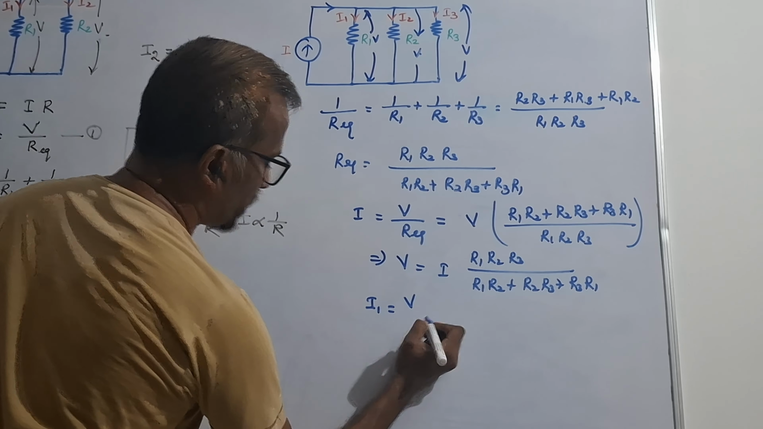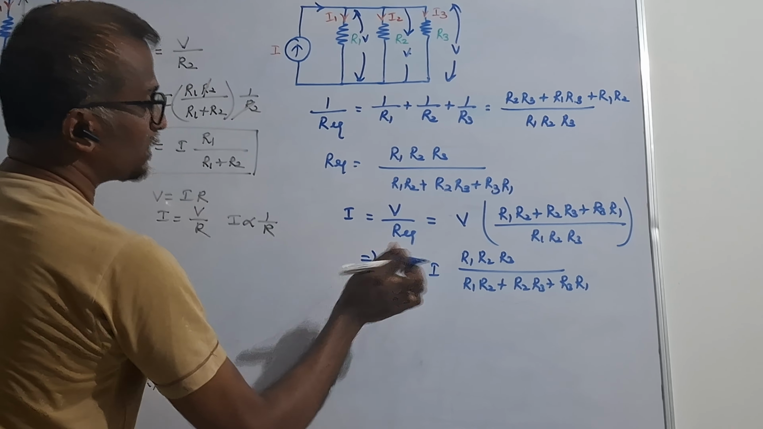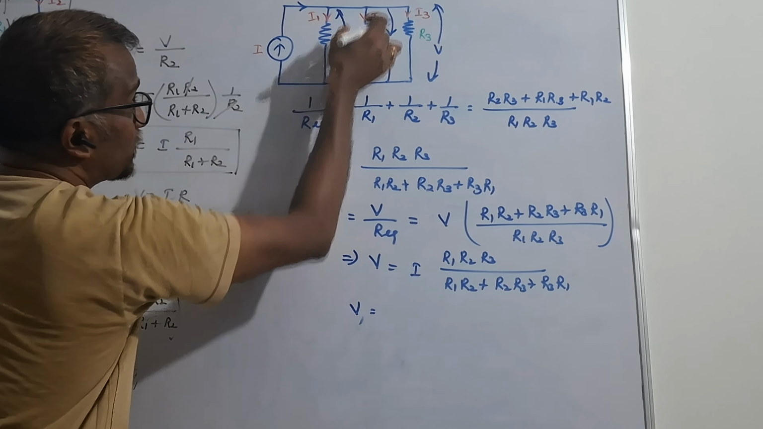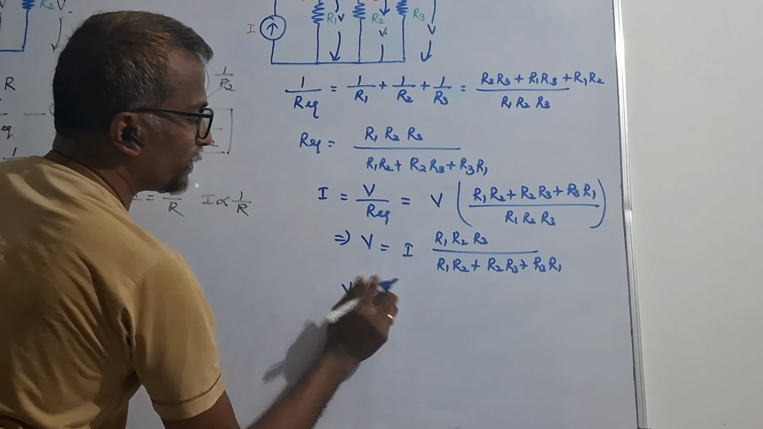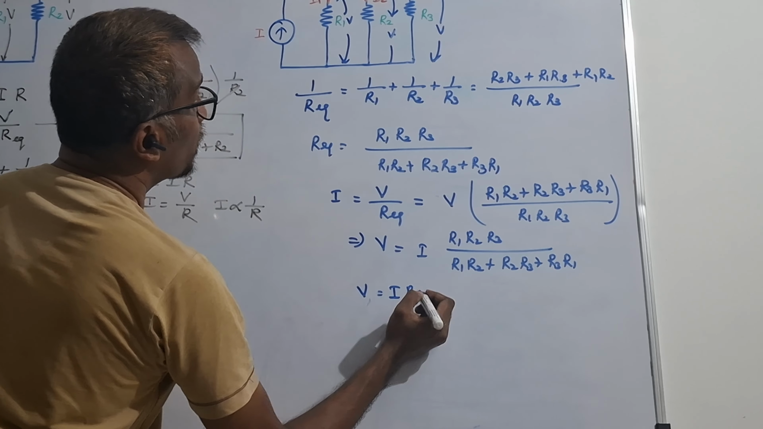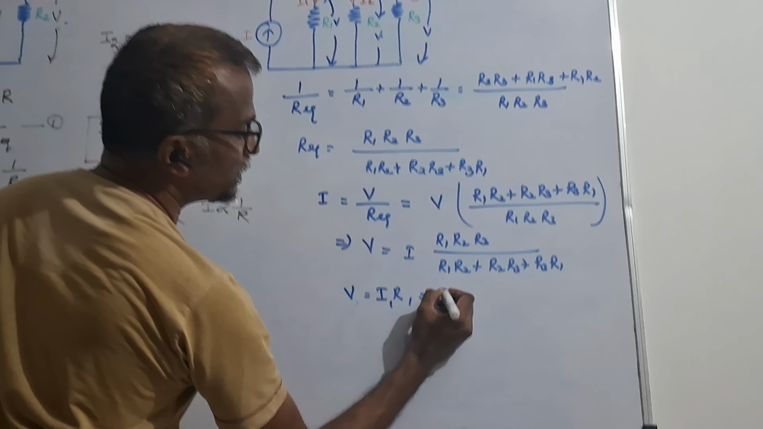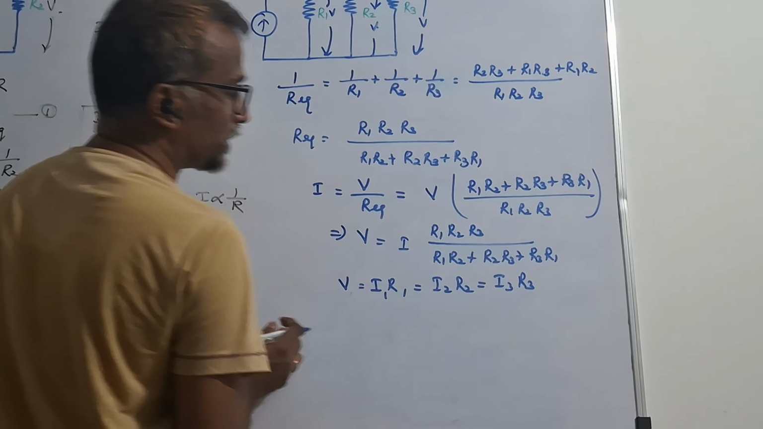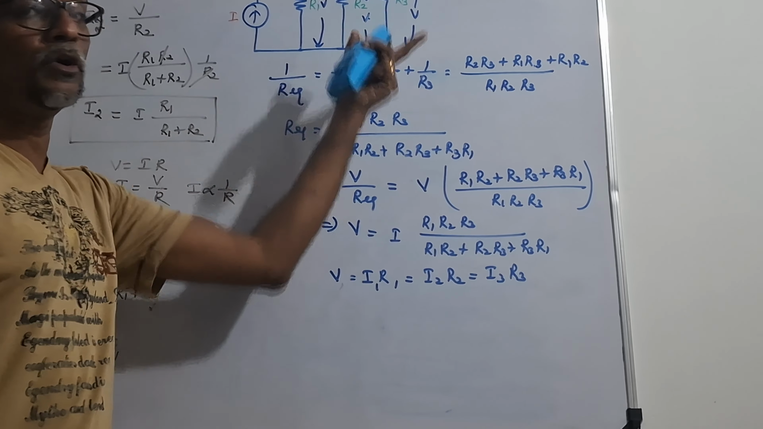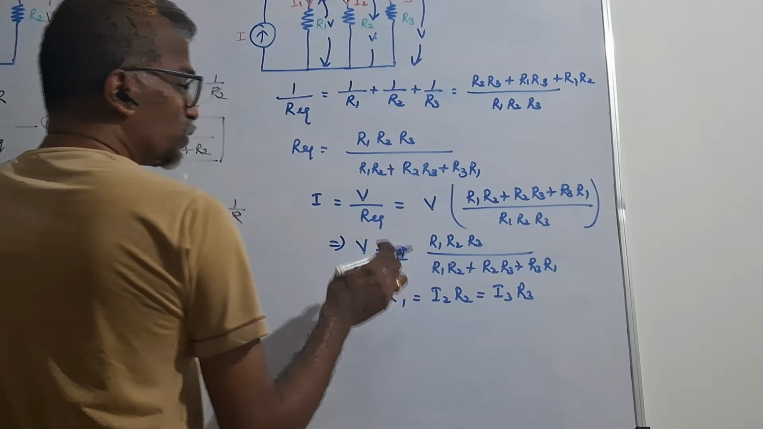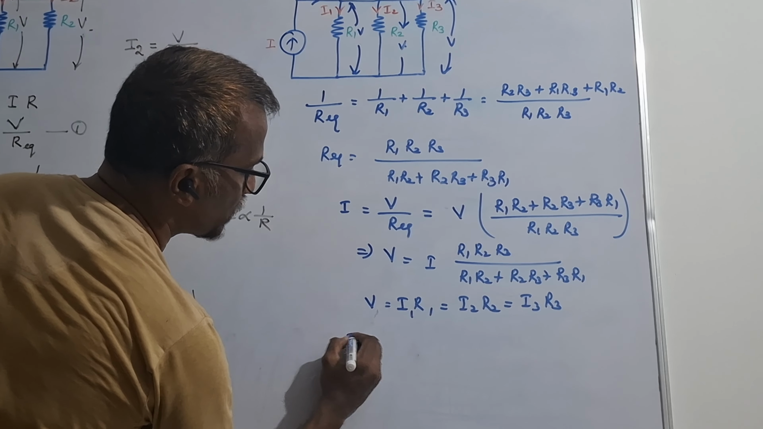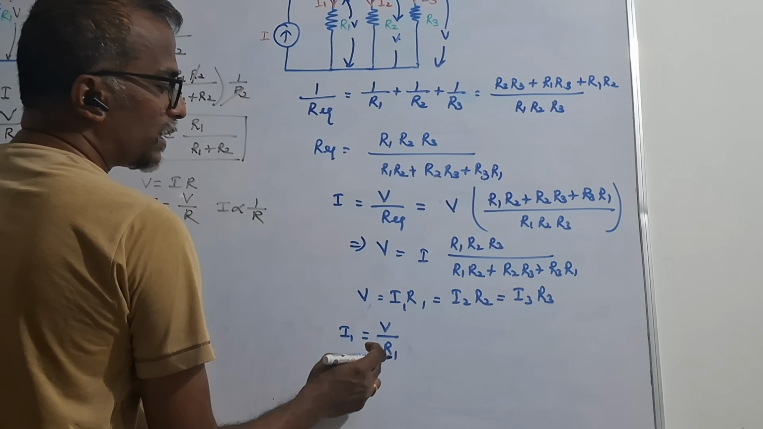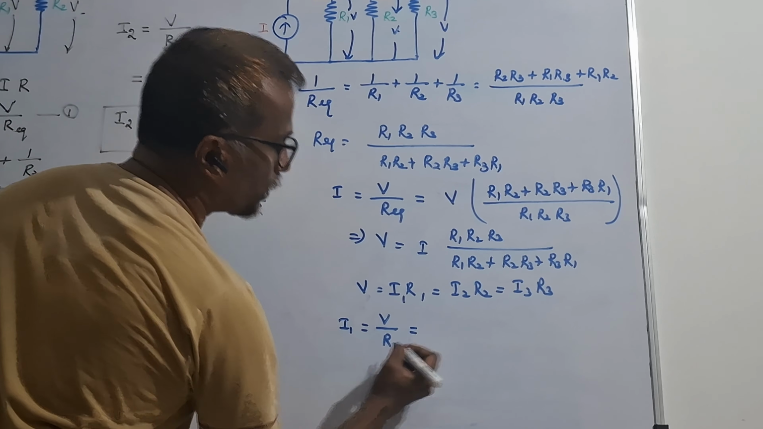V is equal to I1 into R1, the first resistance voltage. All voltages are the same. Therefore, V is equal to I1 into R1, that is equal to I2 into R2, that is equal to I3 into R3, since these three voltages in a parallel connection are all the same. So from this we can find out I1. I1 is equal to V divided by R1.